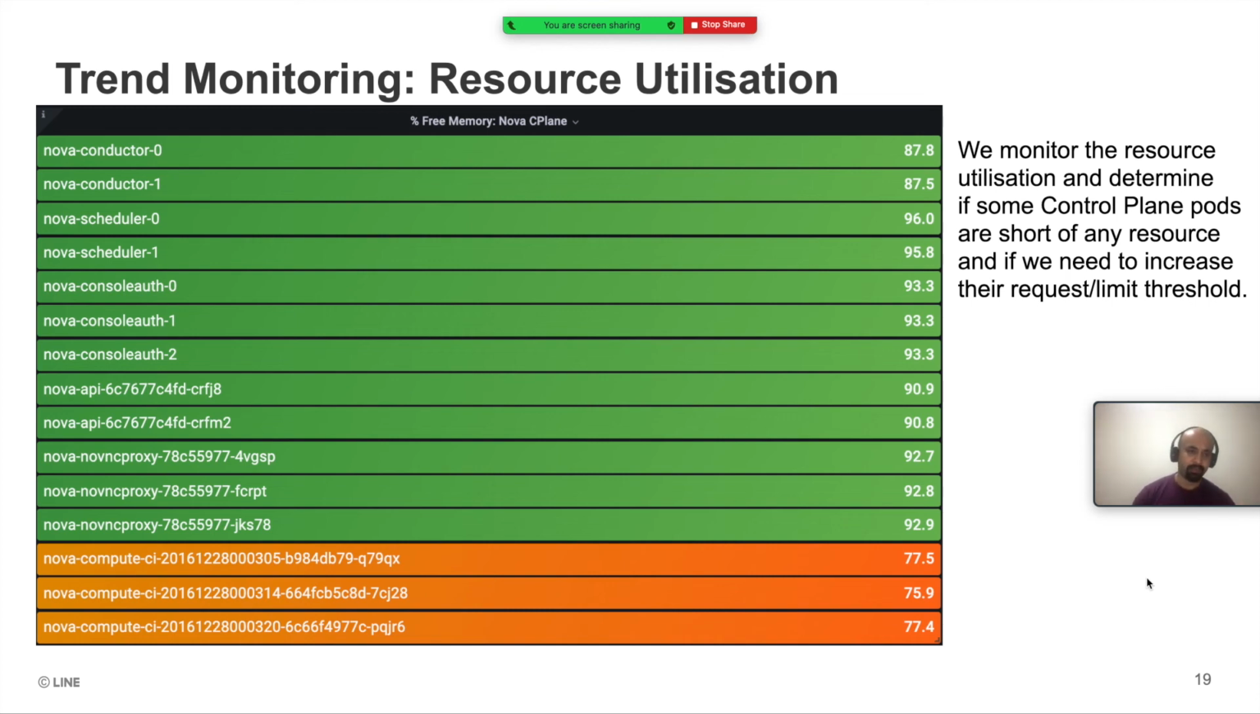So for example, if we have more than 90% free memory, it's green in color. Something less than 90, it becomes orange. Something less than 50, we can make it, for example, red. It's not here, but using these color values, we can check on the dashboard how the resource utilization is going on in the system.